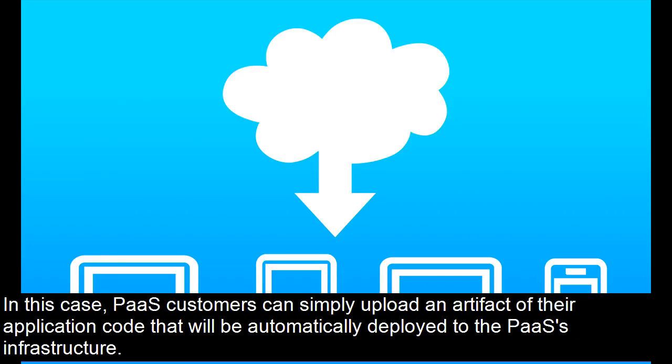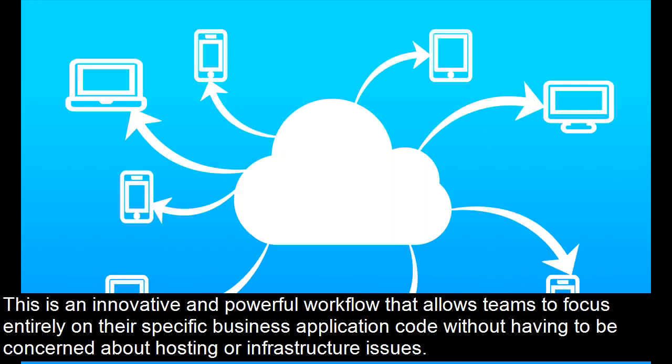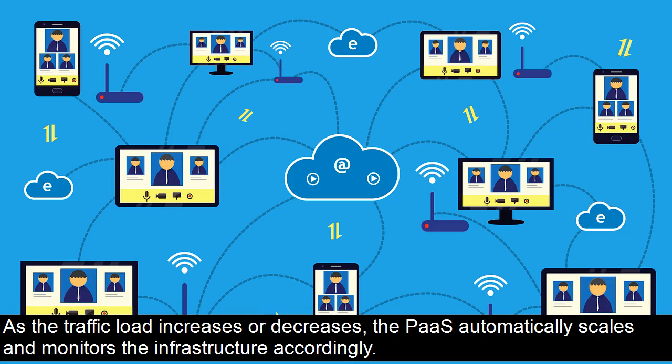In this case, PaaS customers can simply upload an artifact of their application code that will be automatically deployed to the PaaS's infrastructure. This is an innovative and powerful workflow that allows teams to focus entirely on their specific business application code without having to be concerned about hosting or infrastructure issues. As the traffic load increases or decreases, the PaaS automatically scales and monitors the infrastructure accordingly.